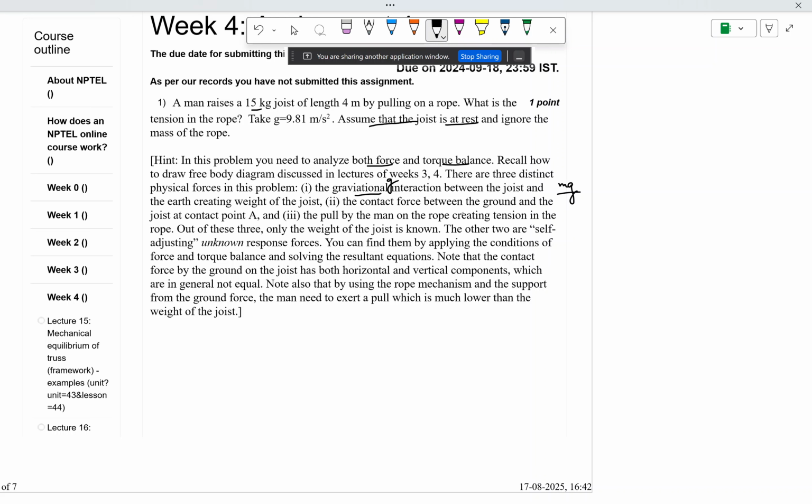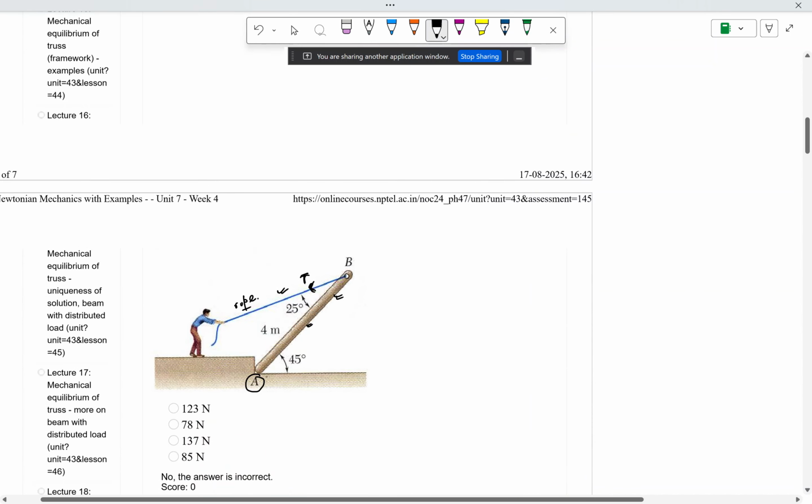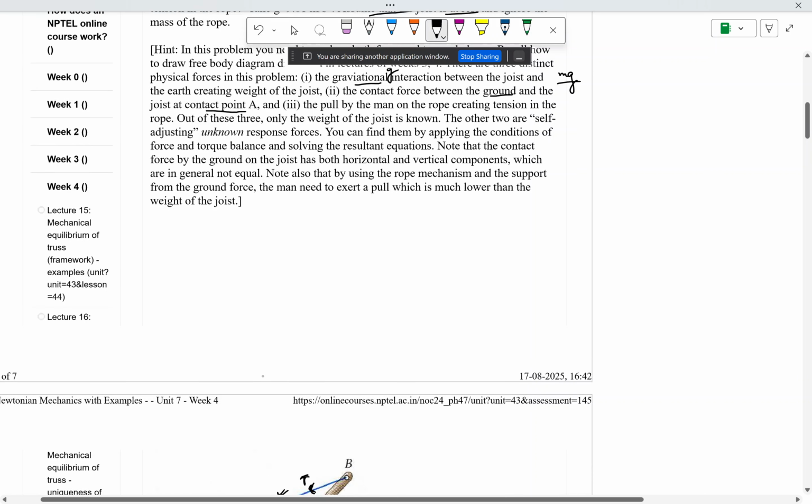And there is also the contact force between the ground and the joist at the contact point A. So like I marked here, the only contact point for this joist and the ground is this point A. Whenever there is a contact point, there has to be some perpendicular contact force of that object with respect to the base. So that is your reaction force, the contact force.